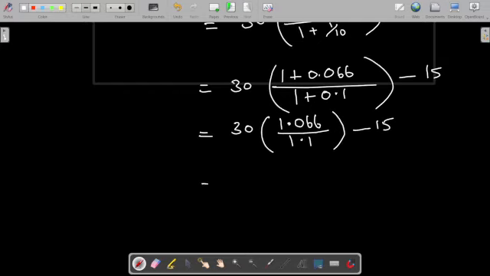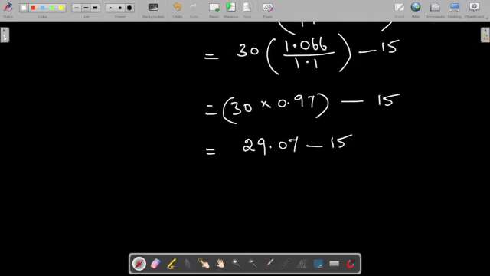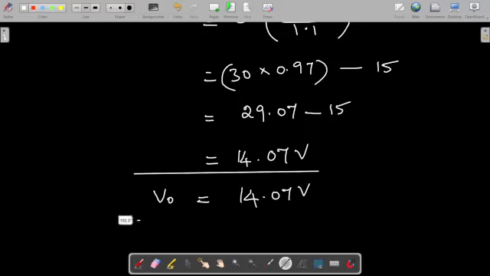So this is equal to 30 multiplied by 0.97 minus 15. So this is equal to 29.07 minus 15. So we get this answer as 14.07 volts. So what is the answer? So this output voltage V0 is equal to 14.07 volts. Thank you. Hope you have understood. This is your answer.